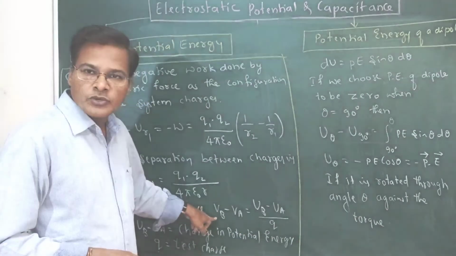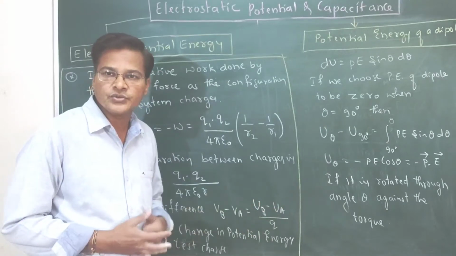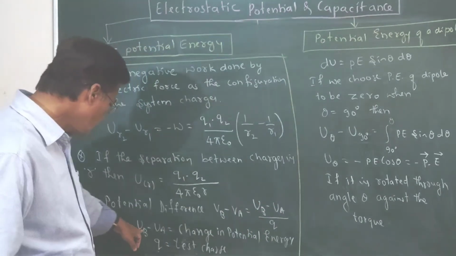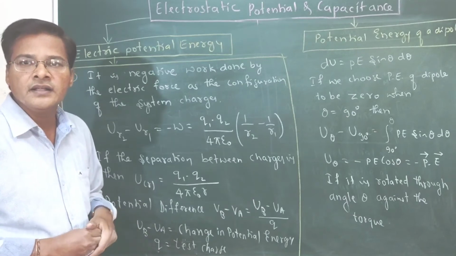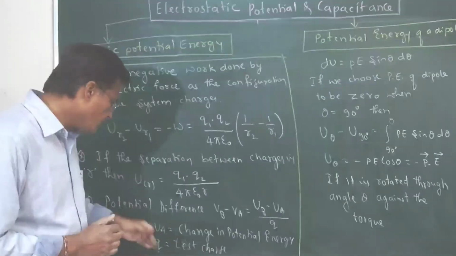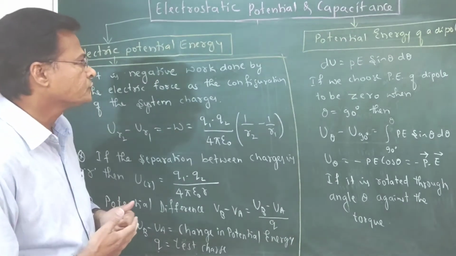The same thing: potential difference is equal to the difference in the potential, that is UB minus UA, divided by Q. UB minus UA is called the change in the potential energy, that is, the difference in the potential energy, and Q is called a test charge.